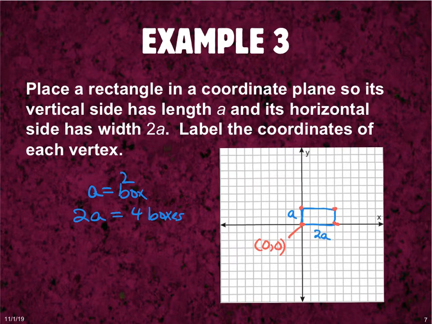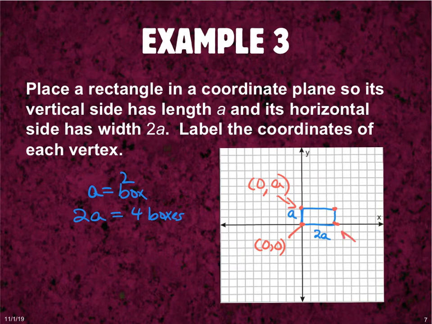So then this coordinate, because it's on the y-axis, is also easy to find. The first number in the coordinate is going to be 0. And because they told us it had a length of A, it's going to be the ordered pair 0, comma A.